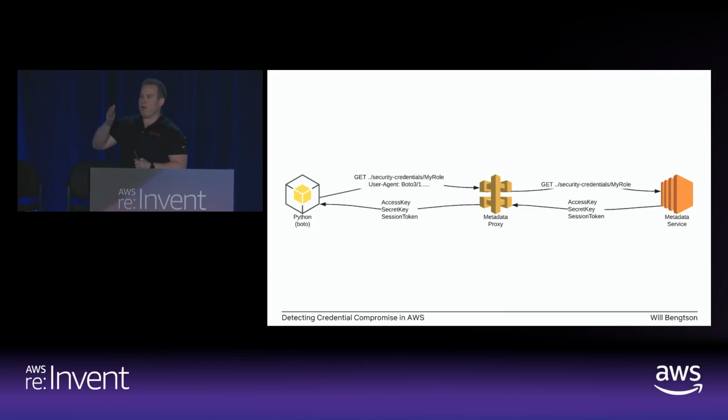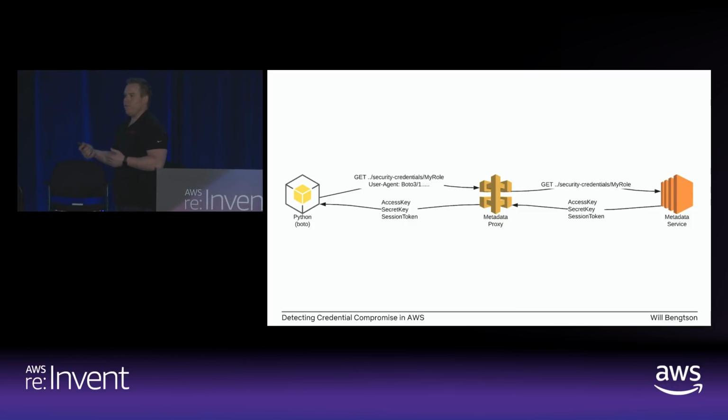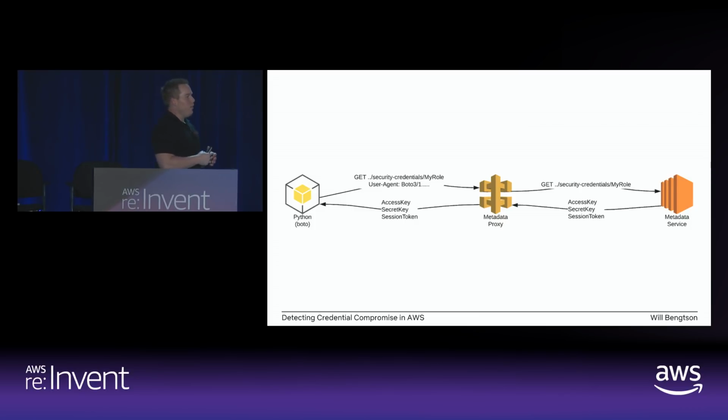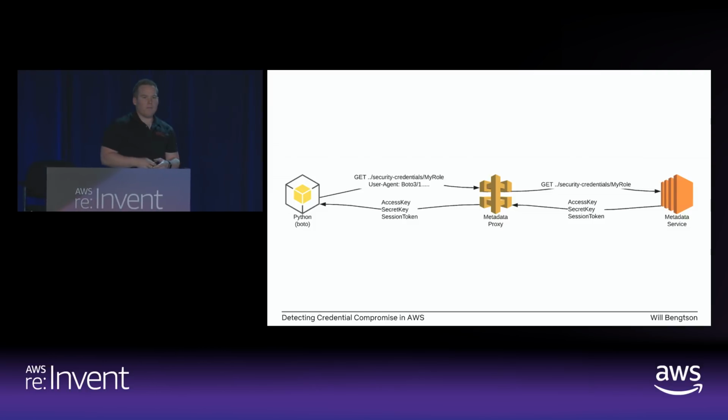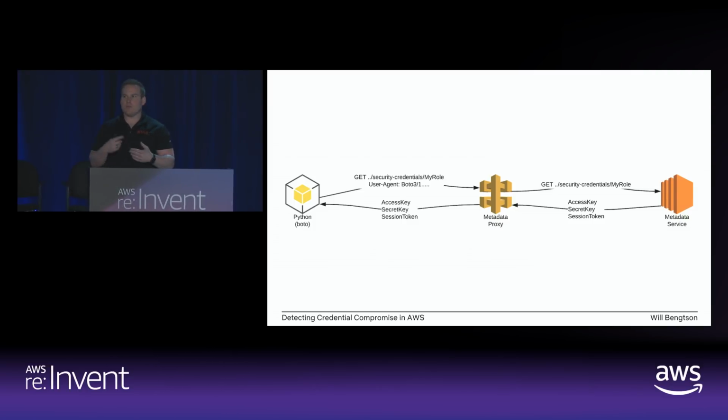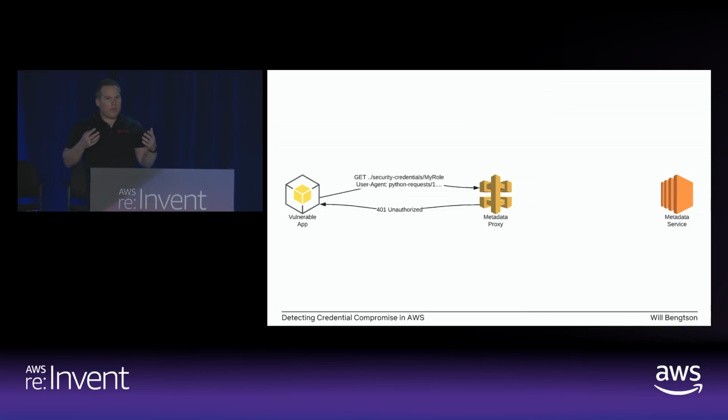You can now put a proxy in front of the metadata service to inspect that user agent. In this case, it's something that we know is the AWS SDK, so we allow it to go through. The metadata service provides credentials back to the metadata proxy, and the proxy returns those back to the SDK, and we're off and running.